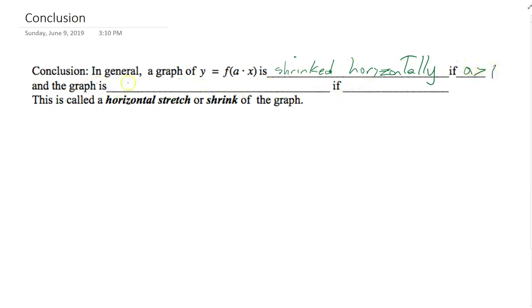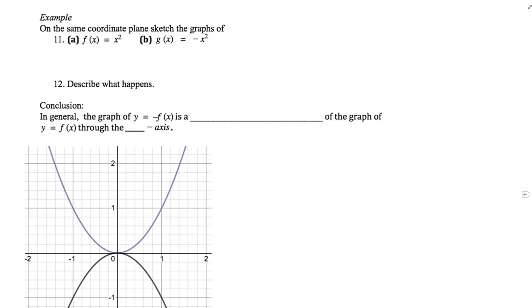And the opposite would happen. The graph would be stretched horizontally if a was between 0 and 1. So it's the opposite of what is happening with the vertical stretch and shrink. When you multiply the x values by numbers, then you have a stretch or a shrink along the domain values. Okay, let's look at another type of transformation.